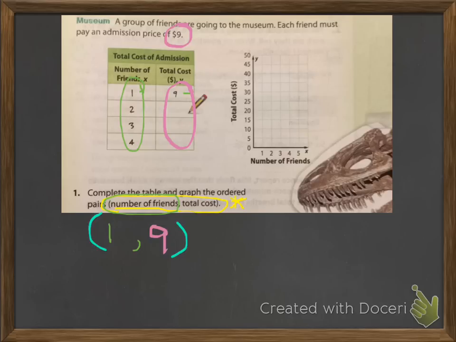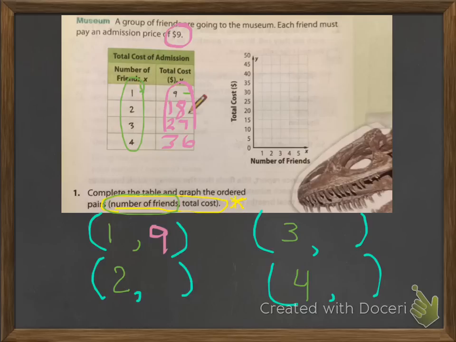If one friend costs $9, then 2 friends cost $18, 3 friends cost $27, and 4 friends cost $36. Now we're going to make those ordered pairs given that information. So 1, 2, 3, 4, comma, comma, comma. Now in green, we're going to show you 2, 3, and 4. When X is 2, so when the number of friends is 2, then Y is 18. When X is 3, Y is 27. And when X is 4, Y is 36.